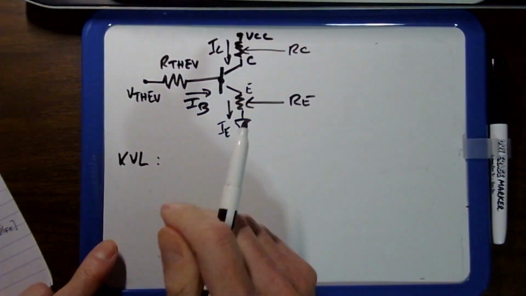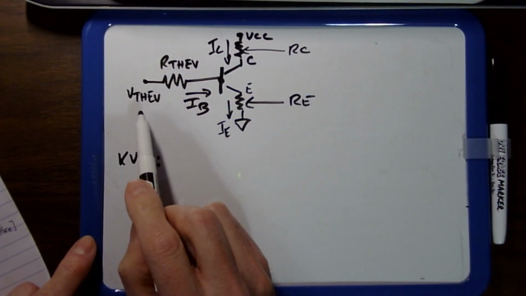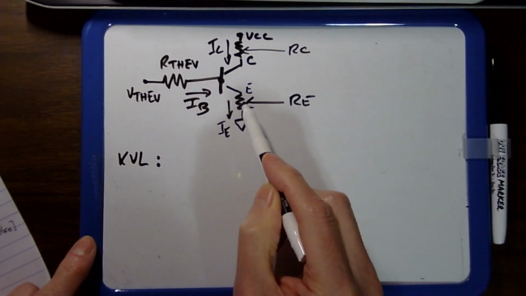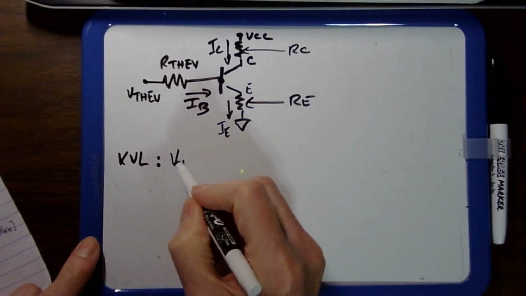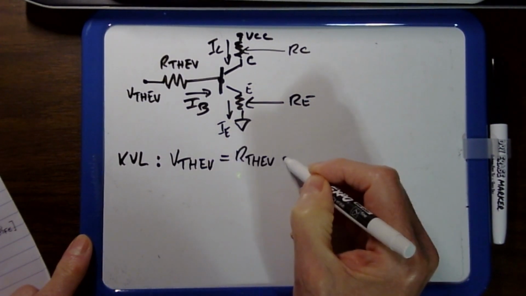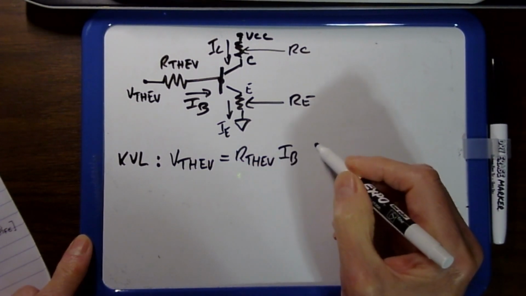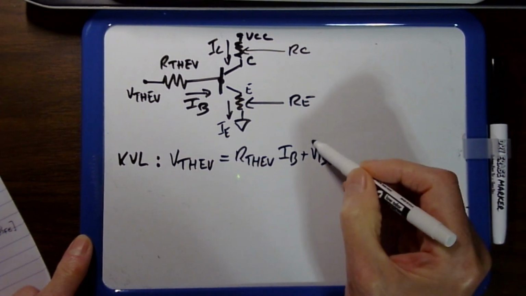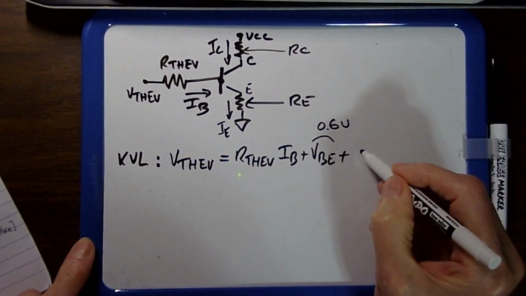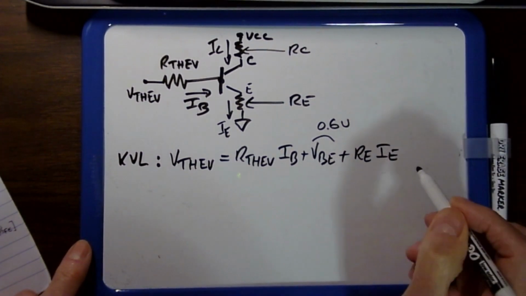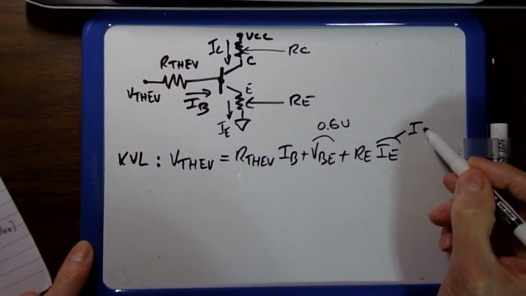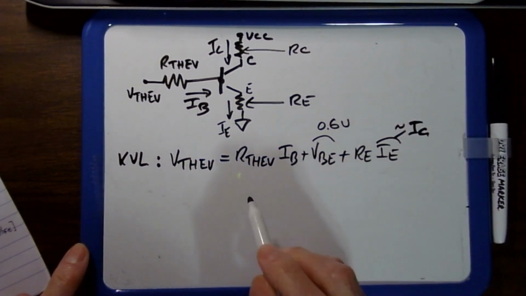and this is IC. So we are going to do KVL in this branch, going from VTEV, through RTEV, base, emitter, RE, ground. So you get VTEV equals RTEV times IB plus VBE, this is 0.6 volt or 0.7 volt, so that's constant, plus RE. So far so good. And basically you solve for IB, and you assume that IE is equal to IC, which is true. It's very close to being IC.